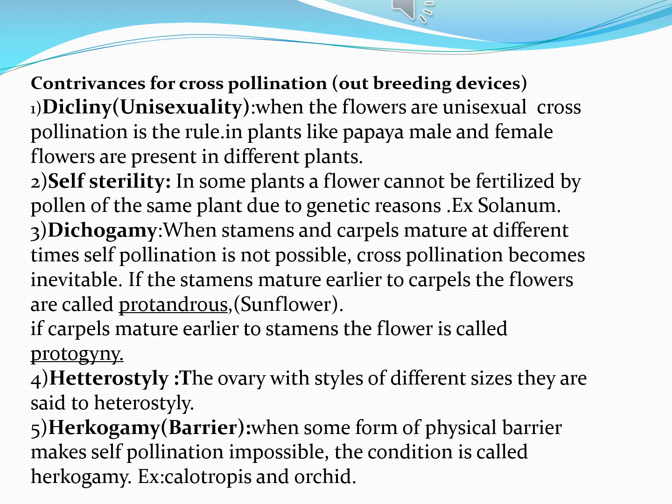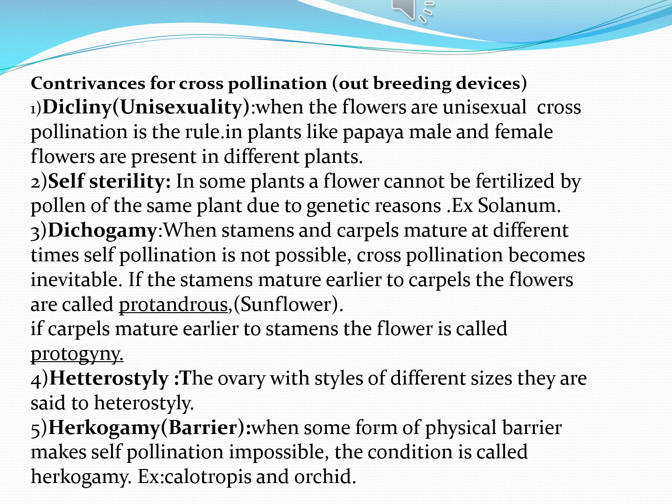Suppose the carpels mature earlier than the stamens, that is what we call protogyny. Dichogamy means the maturation of the male and female parts happens at different times. If they mature at different times, the plant must go for cross pollination.